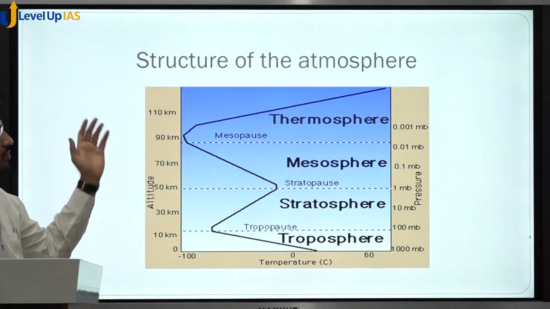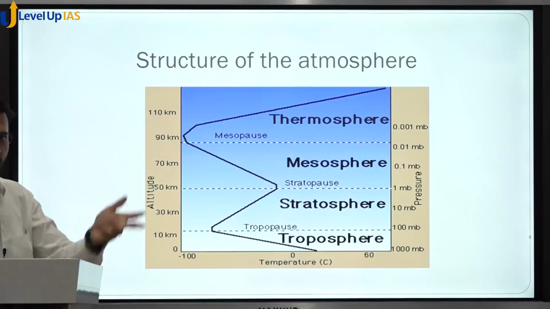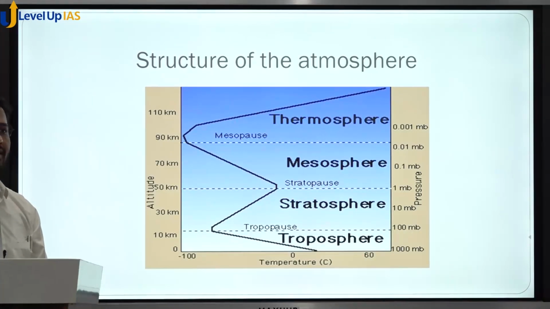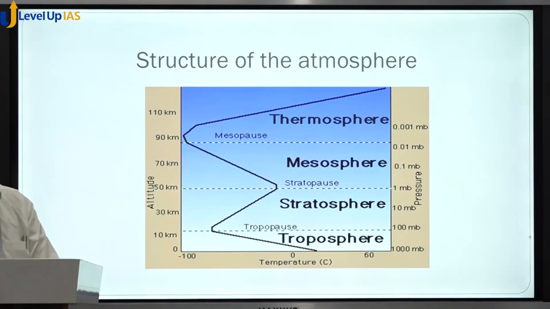Okay, then comes a mesopause, then again comes a thermosphere. In the thermosphere, as you are moving upward, temperature is again increasing. Why is it increasing? Because here the gases are present in the monatomic form. Also, there are free electrons present in this layer, so they absorb a certain amount of sunlight. That's why temperature increases as we are moving upward in the thermosphere.